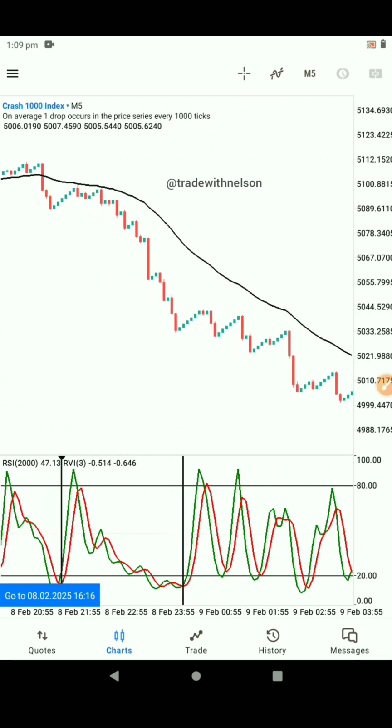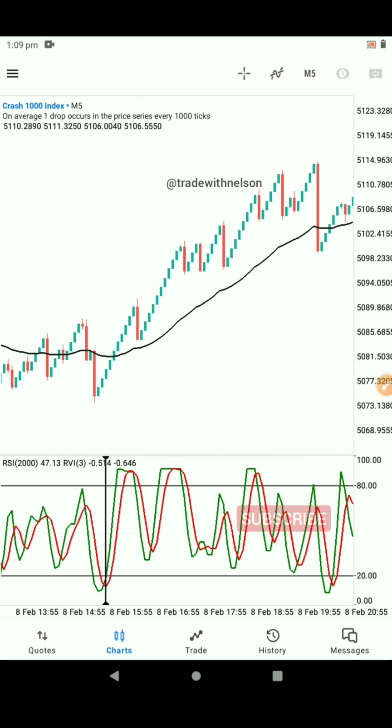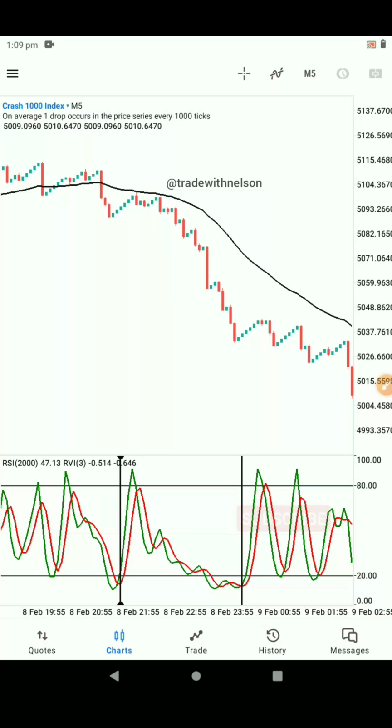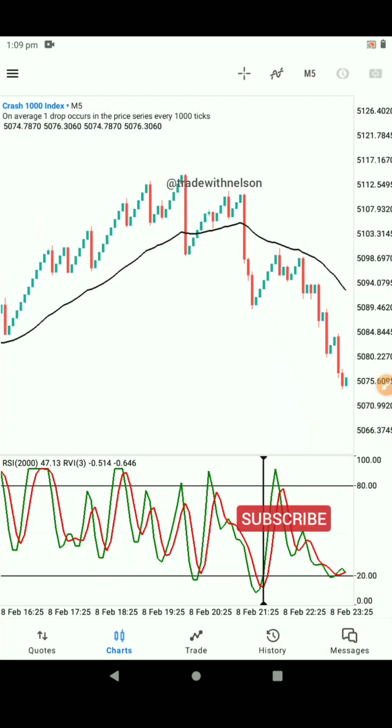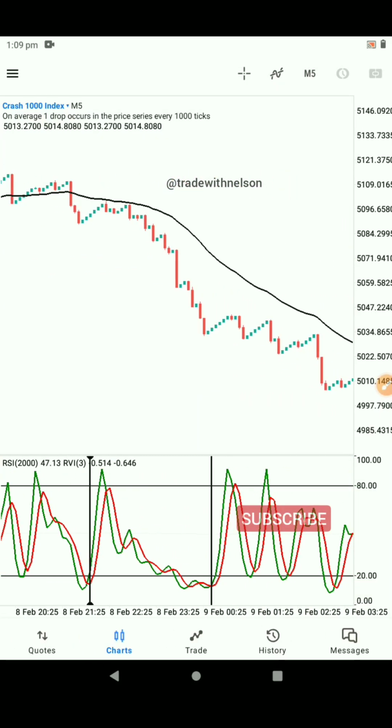After this, I want you to go back on your chart, backtest this strategy and forward trade it using your demo account. Wait for the best setups. Don't just enter the trade randomly.